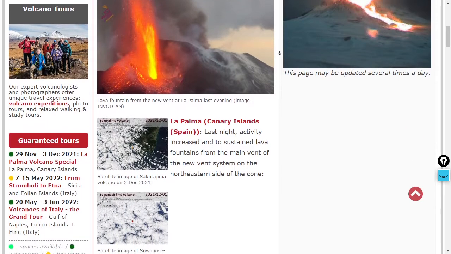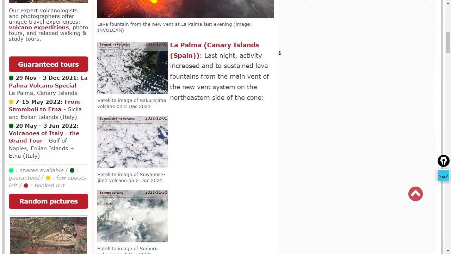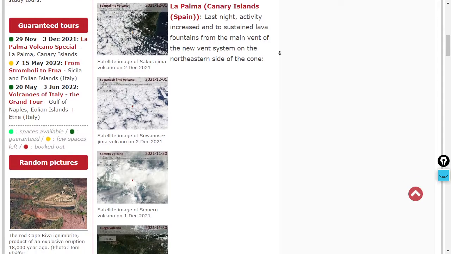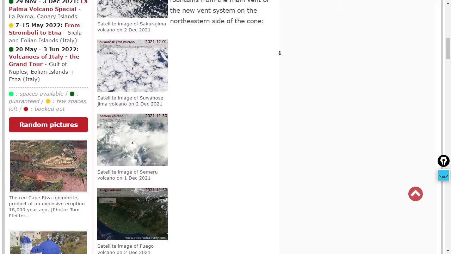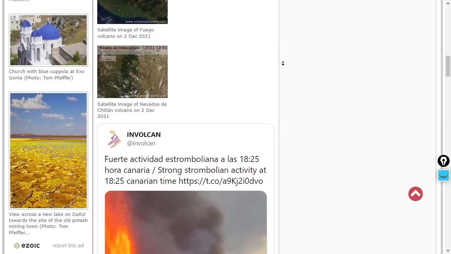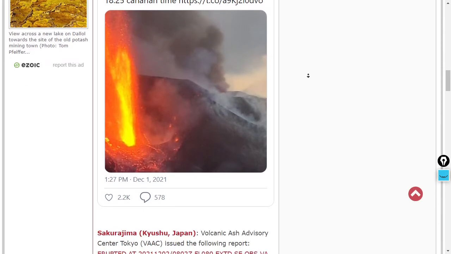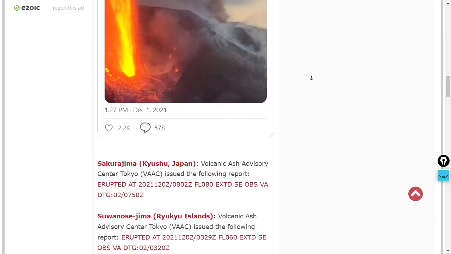Let's take a look at the volcano activity for today. Some lava fountaining happening at La Palma as volcanic activity occurs. Sustained lava fountains, an increase in activity in the northeastern side of the cone. Pardon all the noise in yesterday's video. We forgot to mute the Twitter video, and we had volcano sounds throughout the video. So there's some of that Strombolian activity kicking up there at La Palma.